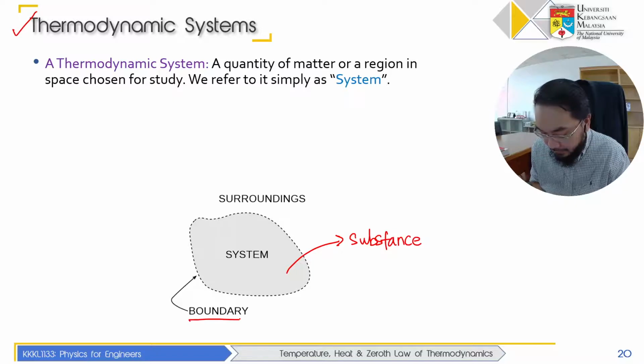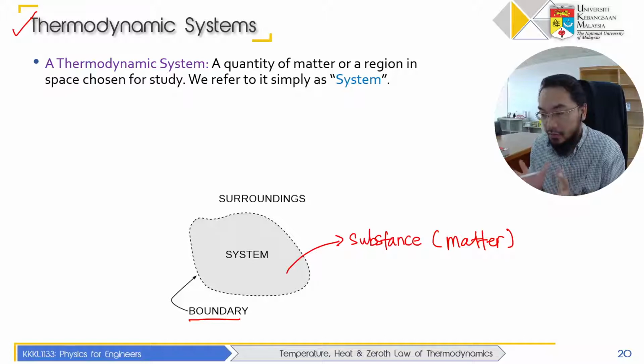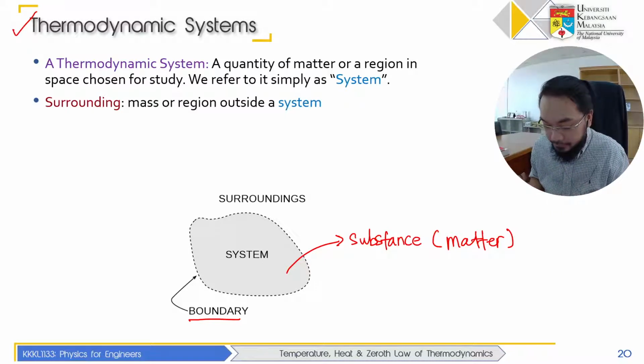So substance is also matter. It must have a physical matter. It must have a boundary, and it must have a surrounding. So in any system, you need to identify these three things. What is the substance? What is the boundary? And what is the surrounding?